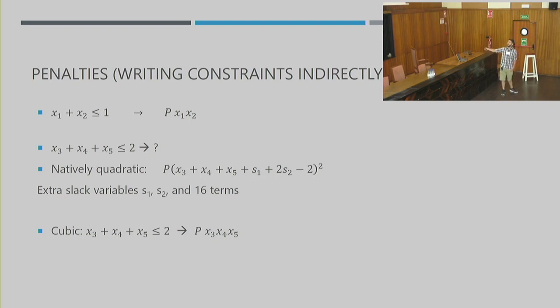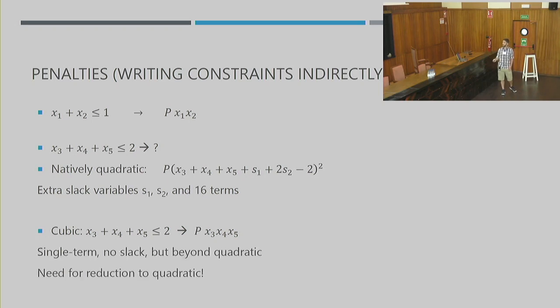We have a more cubic way, so if we write it like this, well, if all of them are 1, which is violating what you want, then you're adding something, so your minimum is driven away from anything that has 1, 1, 1 here, which is what you want. But then this is cubic, right? If this is cubic, you can't really do that on QUBO, right? QUBO is quadratic optimization, right? But because we can only do QUBO, what we need to do here is what we call reduction to quadratic.